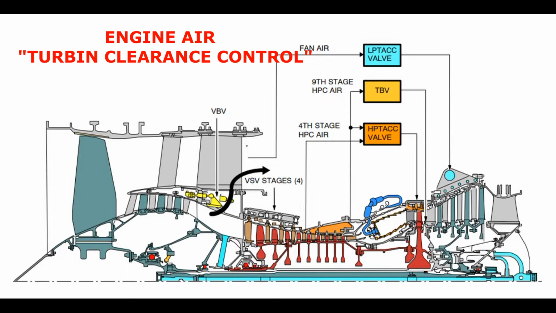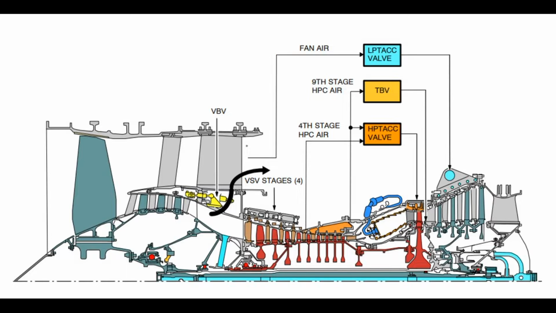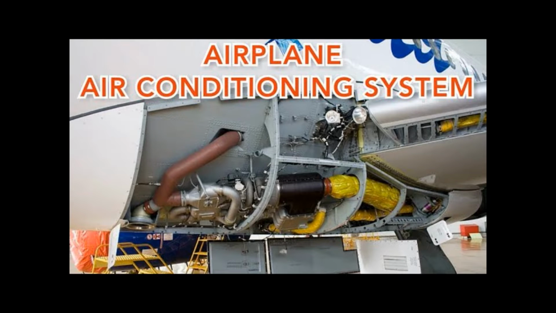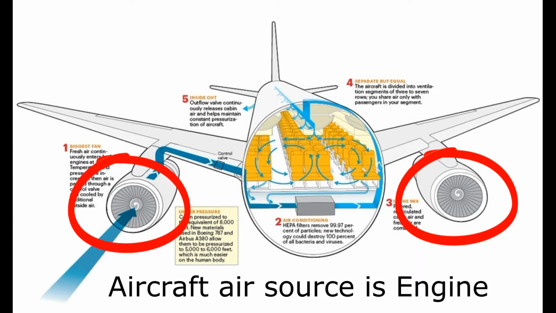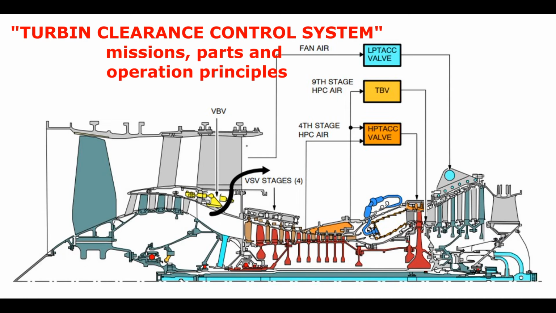Hello guys, today I will try to explain the turbine clearance control system in gas turbine engines under the title of engine air. Before moving on to my explanation, it is worth noting this. Aircraft air systems and engine air systems are separate systems. However, in general, the main source of aircraft air systems is the engine itself. In this lesson, we will see the functions, parts, and working principles of the turbine clearance system.